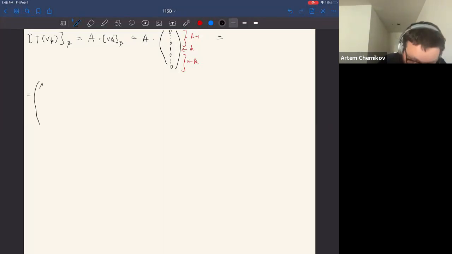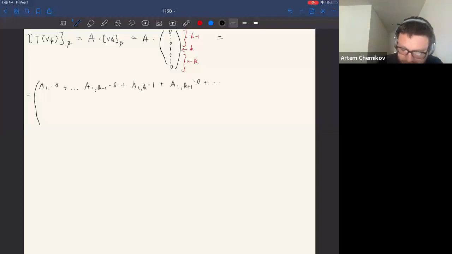So this corresponds to a11 times 0 plus etc. plus a1 k minus 1 times 0, right? Plus a1k times 1 plus a1 k plus 1 times 0 plus etc. plus a1n times 0. Okay, so this is the first row. So we only have one non-zero entry here.